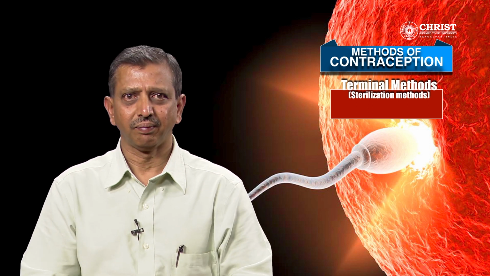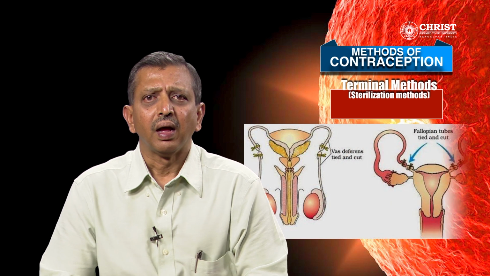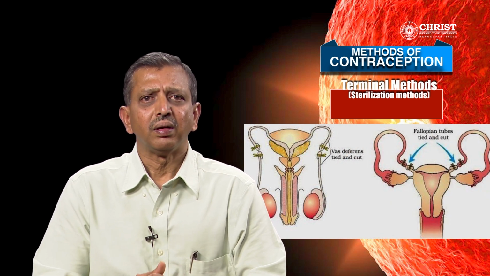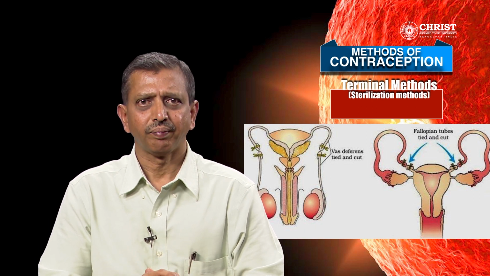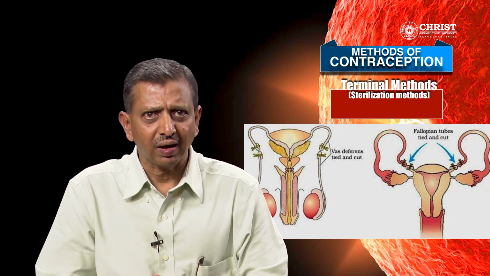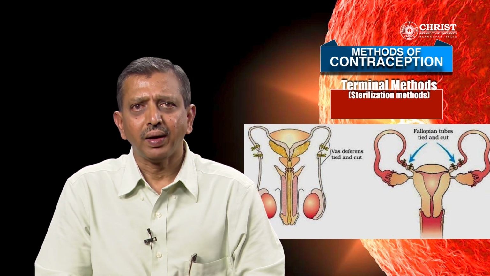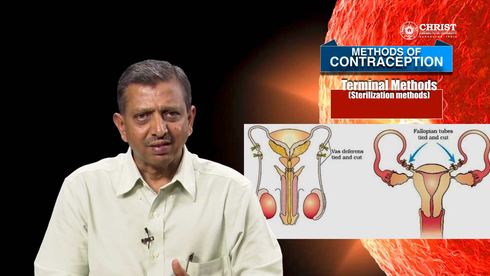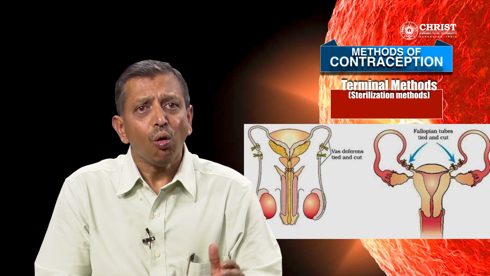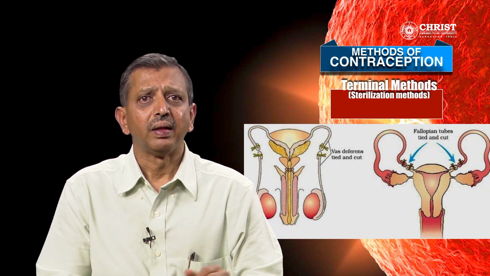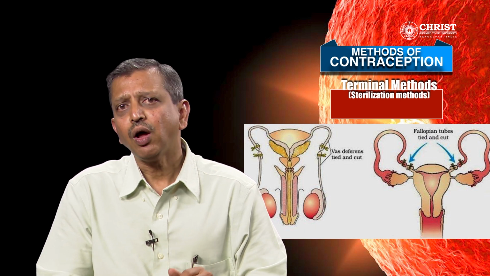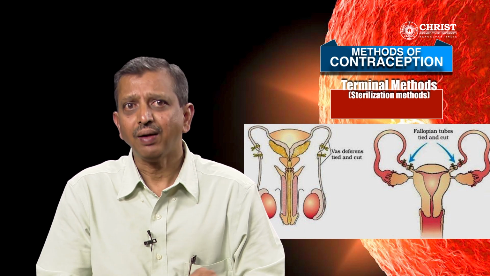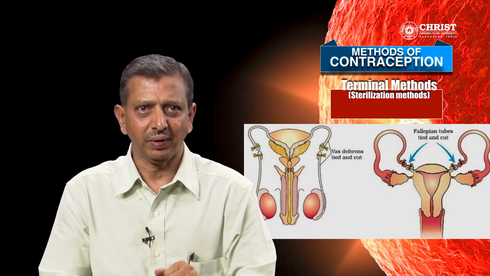Now, let us understand some of the terminal methods. Under the terminal methods, it involves irreversible termination of fertility by surgery. Hence, it is also called sterilization. It is achieved by tubectomy and vasectomy. They are most reliable methods. They can be done on men as well as on women. When done on men, it is called vasectomy, and when done on women, it is called tubectomy.